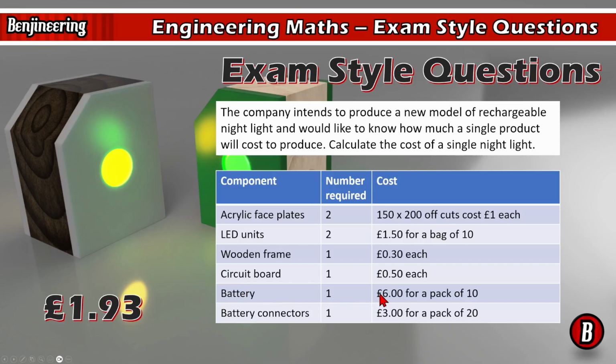The battery, £6 for a pack of 10. Well, if I take £6 and divide that by 10, I get 60p. And for the battery connectors, they are £3 for a pack of 20. So these are 15p each. If you take £3 and divide that by 20, you get 15p, and we only need 1. So if you add all those together, boom, this is what you get, £1.93.